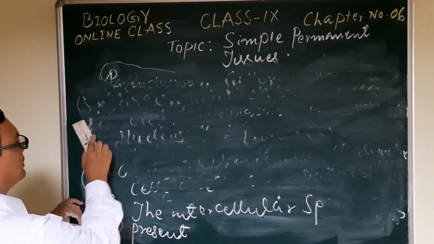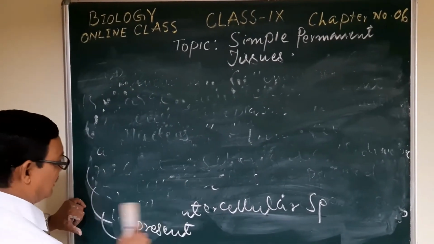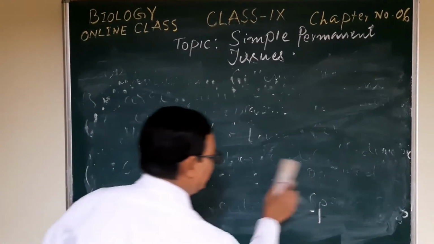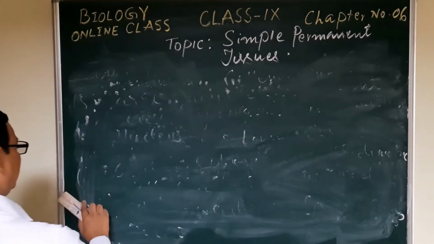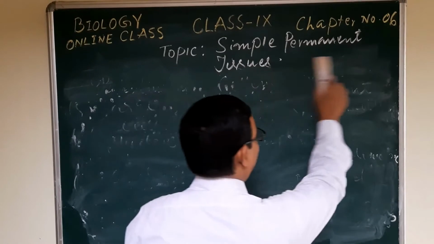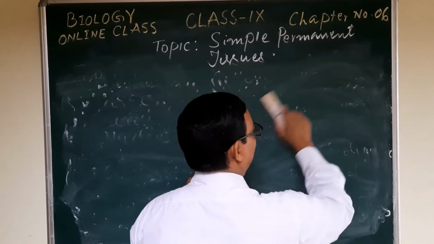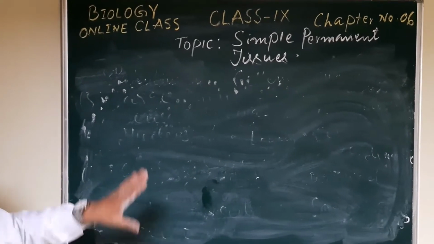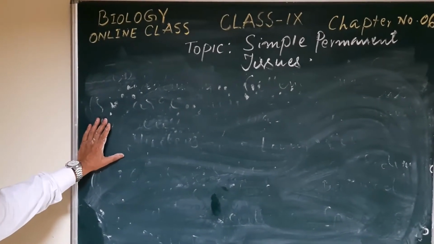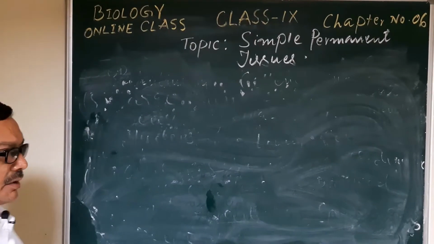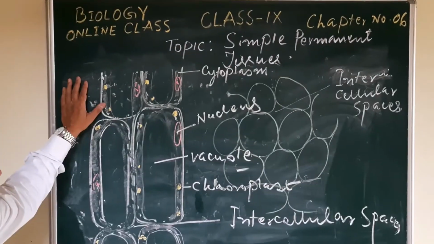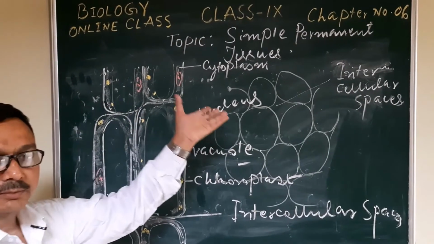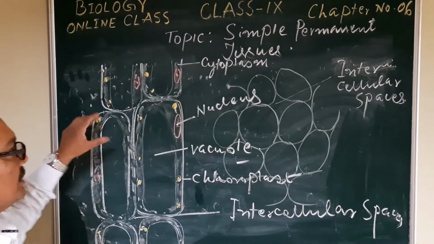Earlier we have seen that this tissue is mainly present in the softer parts of the plants. The parts may be the root, stem, leaves, fruits, etc. Now, somewhat regarding its function, the functions of the parenchyma tissue.